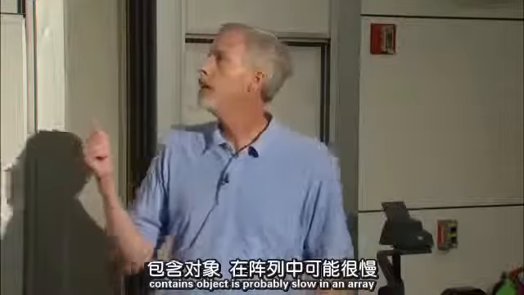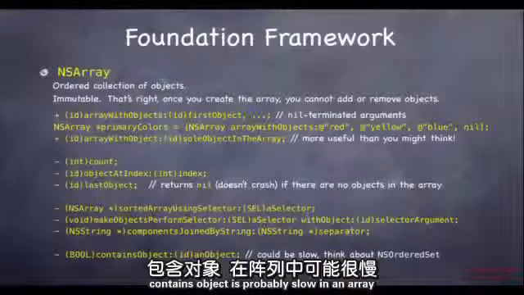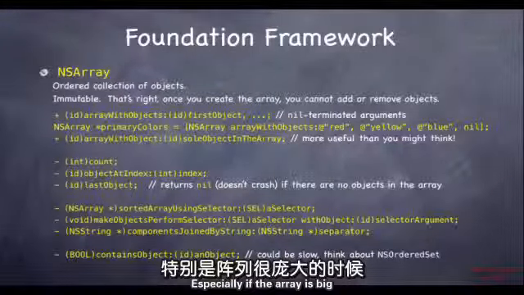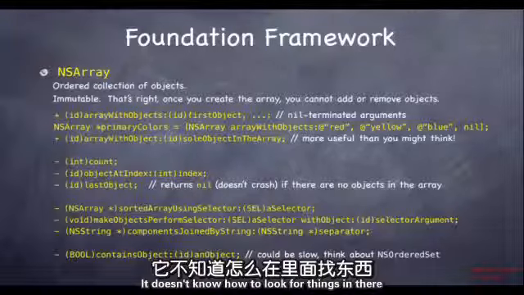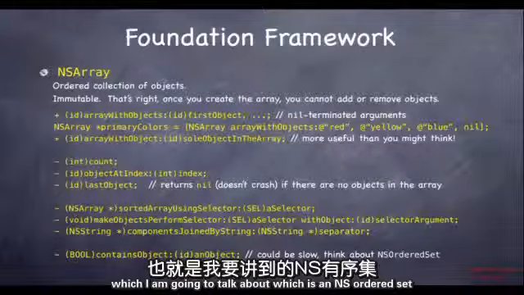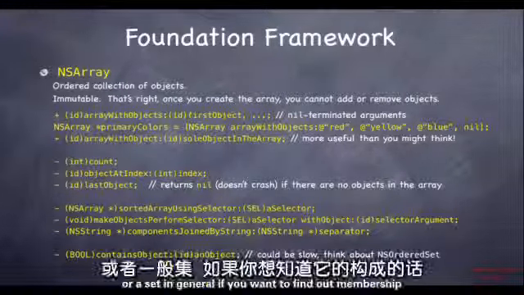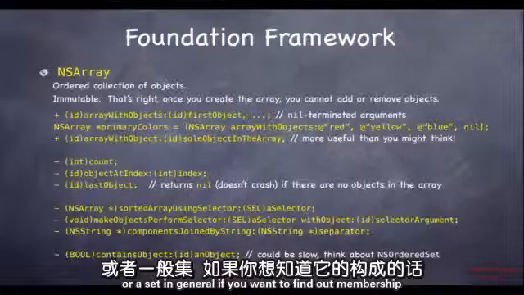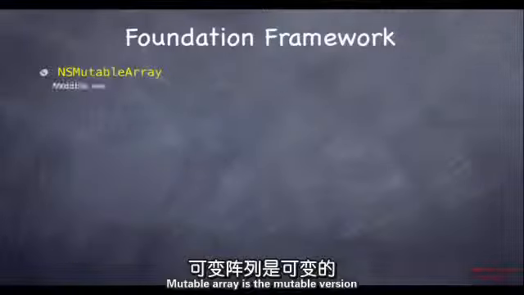Contains object is probably slow in an array, okay? Especially if the array is big, because it doesn't know how to look for things in there. So you probably would want to use something else, which I'm going to talk about, which is an NSOrderedSet, or a set in general, if you want to find out membership, okay?